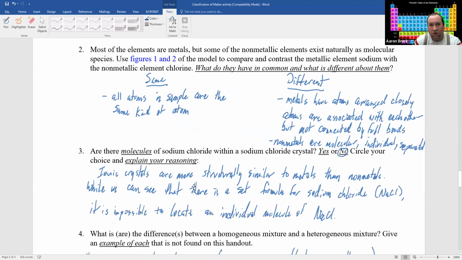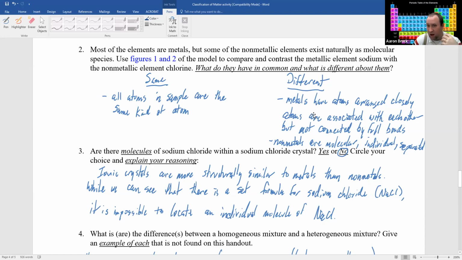With question number 2 here, we talked about all the differences between figures 1 and 2, looking at sodium versus chlorine. The thing that we know is the same is that all of the atoms in the sample are the same kind of atom. So we don't have to look at anything else other than that. But what's different is just a compositional thing.